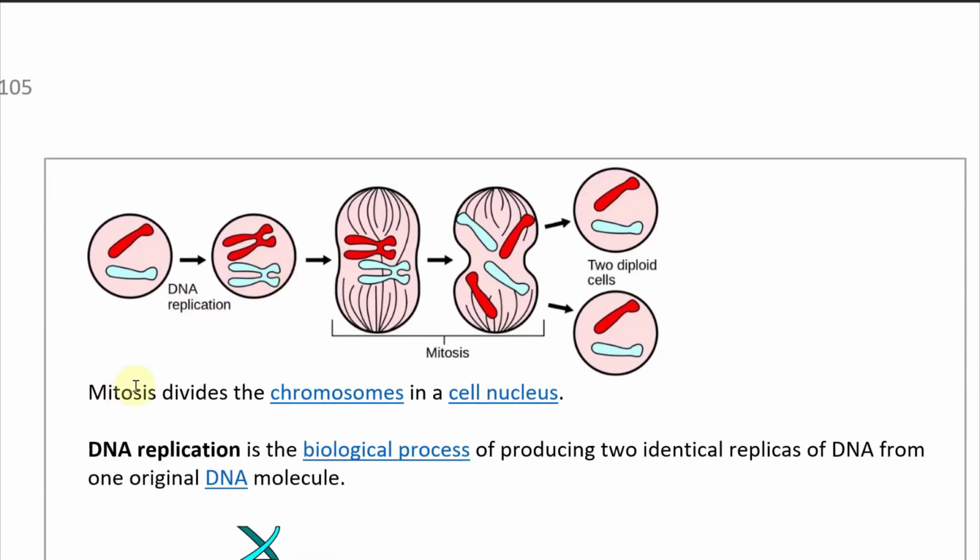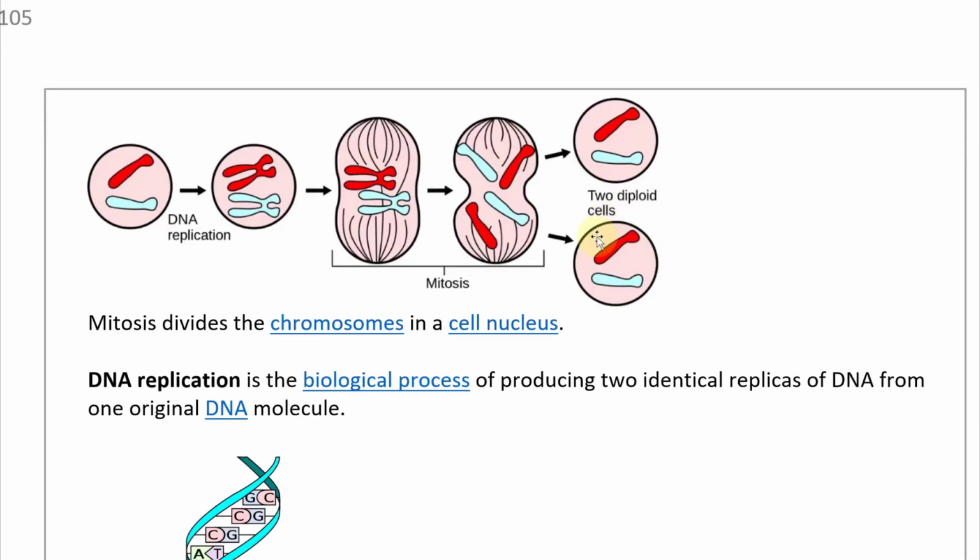And here's just a quick illustration of mitosis. I'll be going over this in depth later in this video. So mitosis divides the chromosomes in a cell nucleus. So here are the chromosomes here. First, you're going to have DNA replication, and then they replicate, and then they separate. Now this is the mitosis part where they separate. So the DNA duplicates, and then you separate the chromosomes. And then you get these two diploid cells, copies of each one there, or two sets of chromosomes on each one.